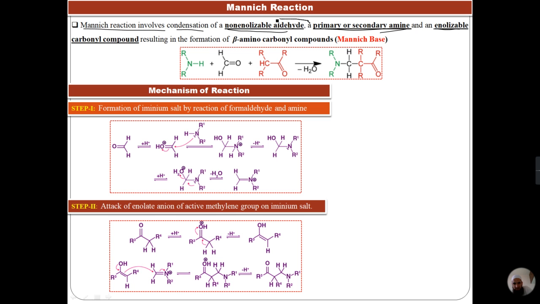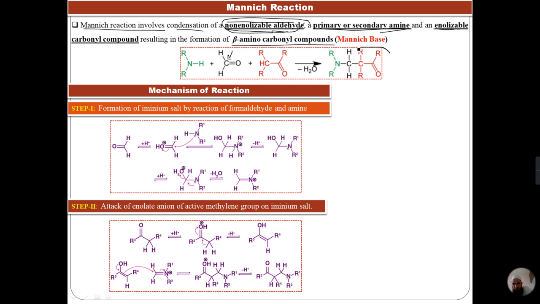Now what is this non-enolizable aldehyde? This means formaldehyde, remember this. Since formaldehyde doesn't contain any alpha carbon, so this is your non-enolizable aldehyde. अब यहाँ पे definition में लिख सकते हैं, instead of this non-enolizable, you can write down straightforward at your level, it's formaldehyde. So this is a condensation reaction between formaldehyde, a primary or a secondary amine, and an enolizable carbonyl compound. That means a compound with an alpha hydrogen. Okay? So what it does, it results in the formation of beta aminocarbonyl compound.